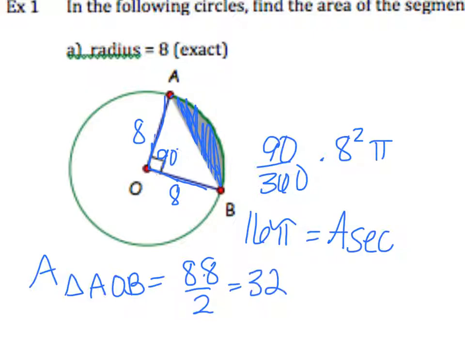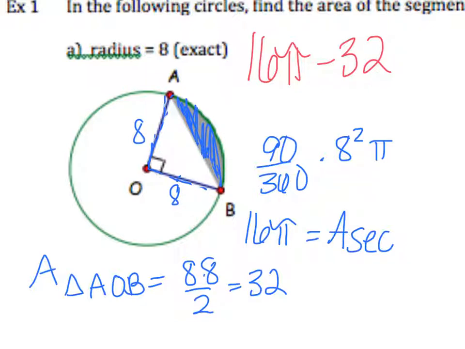So again, I found the area of the sector, this whole thing. And if I take out or subtract the area of the triangle that I just found, I'll be left with that shaded region. So final answer, especially if it wants it in exact, is 16 pi minus 32. And you leave it just like that. That would be your exact form.